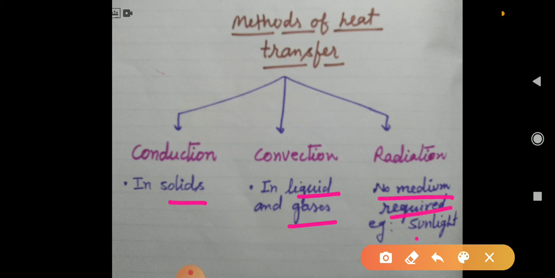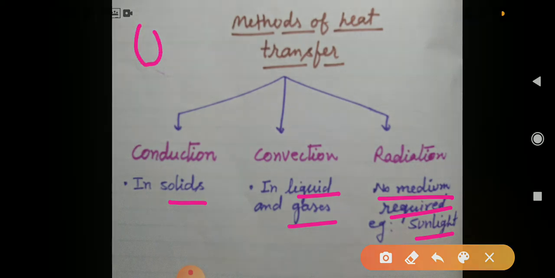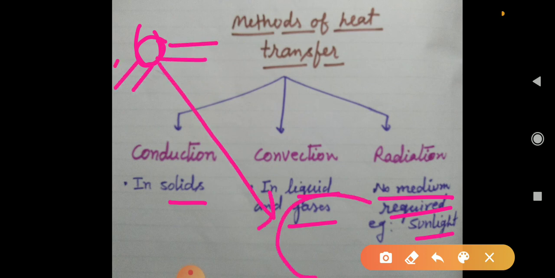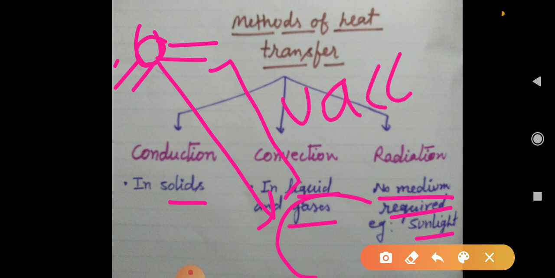For example, sunlight. From the sun, the heat radiation, solar energy, is coming to the earth. There is vacuum, no medium is there. Then how is that energy transferred? This method in which no medium is required is called radiation.